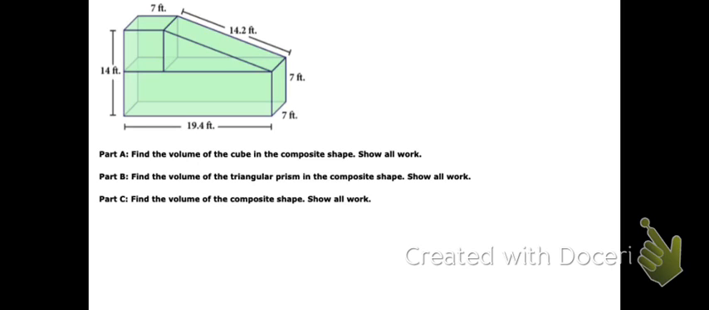So part A is saying find the volume of the cube. Do you see the cube? A cube is like a box where each side is a square. All of the side lengths of a cube are the same.